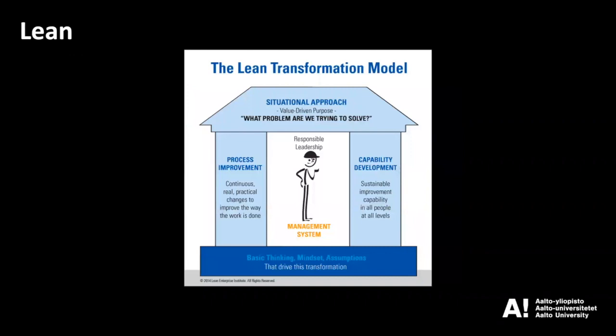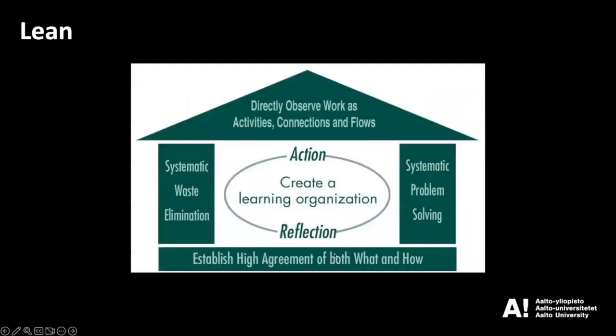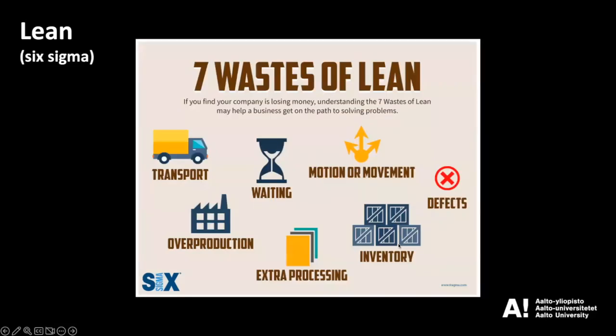We have lean, which is even older than agile, coming all the way back from Japanese car manufacturing. We have things like the situational approach, so understanding the context, that's what it means. Continuous improvement, developing capabilities, basic thinking mindset and all that. Another house, the lean house, has this cycle of action and reflection, creating a learning organization all the time, systematic problem solving, establishing high agreement on both what and how. That's a shared meaning, isn't it?